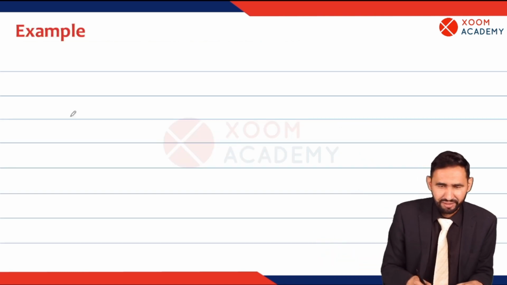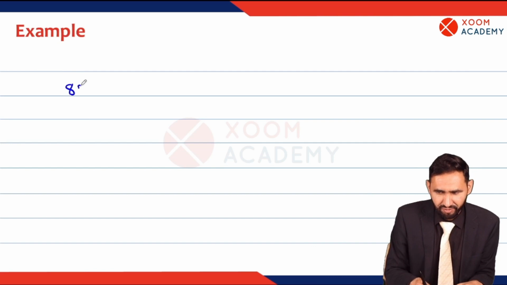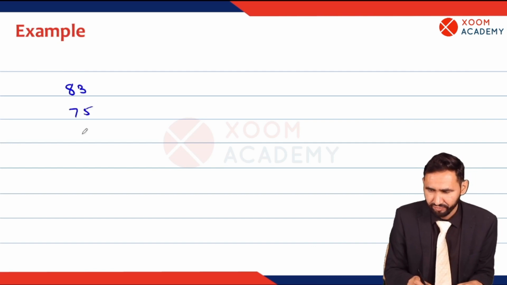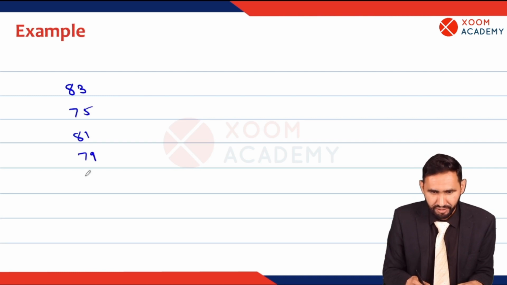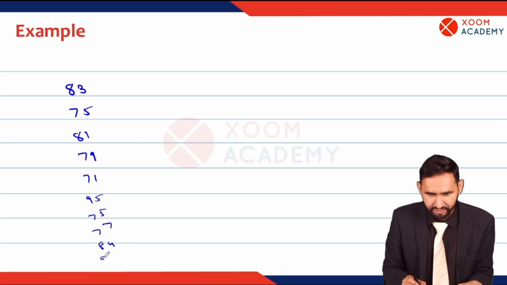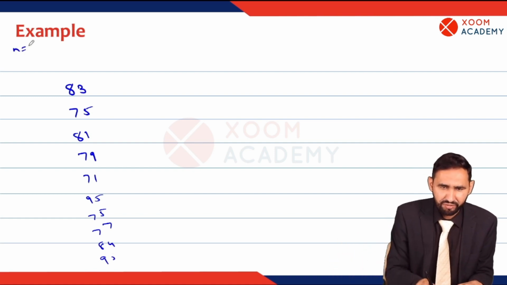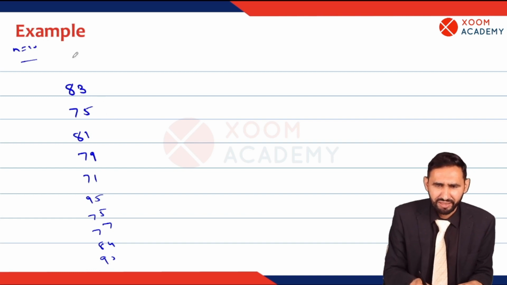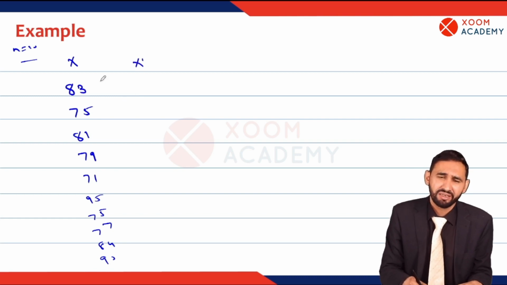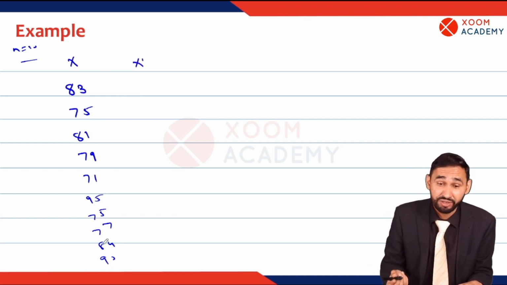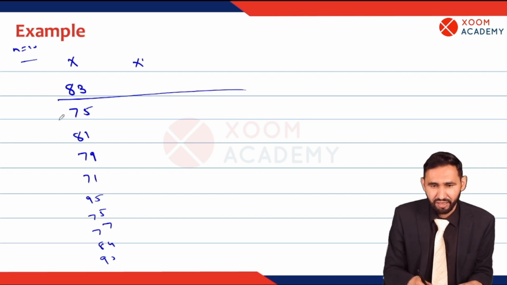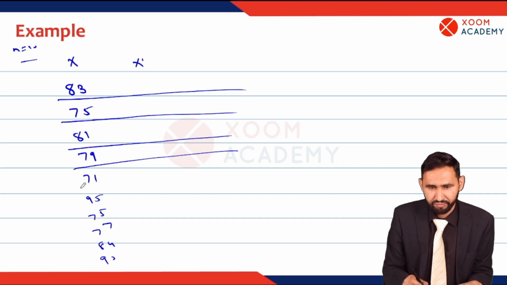Let's take an example. In given data, these are the observations: 83, 75, 81, 79, 71, then 95, then 75, then 77, then 84, and 90. This is the systolic blood pressure of a population of 10. The total number of observations n is equal to 10. We denote it with x. What is the mean of these values? When we calculate this mean, we add them and then divide by the total number of observations, which is 10. Let's draw a table. Mean is 81.